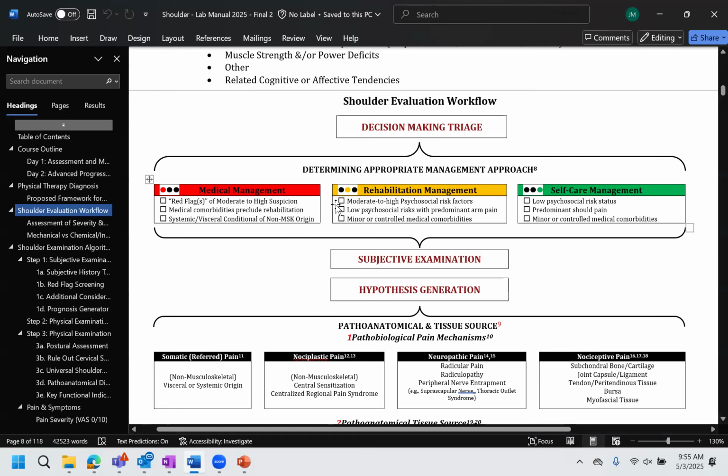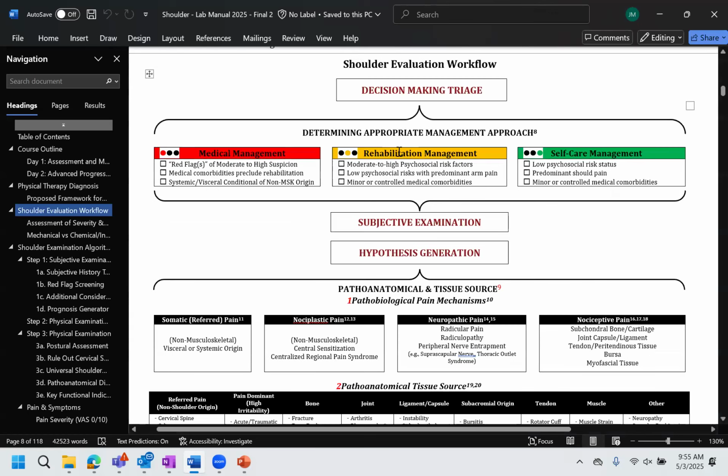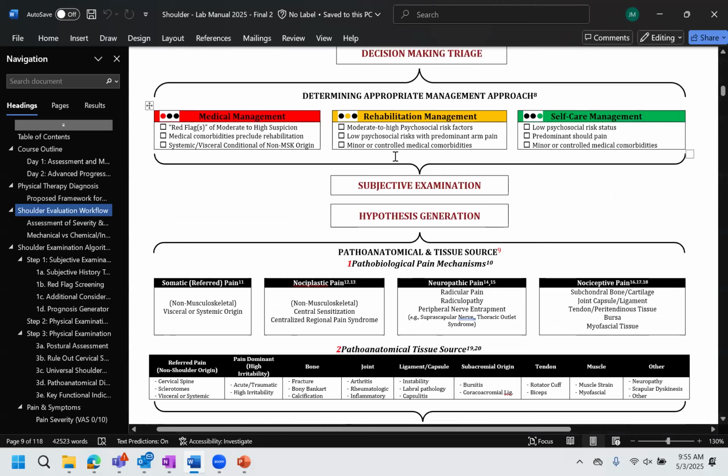So let's talk about a high level overview in regards to the shoulder. All right, so shoulder evaluation. So you have your decision-making triage. The first determinant is: is this person appropriate for physical therapy, right? So we're not going to go too far in depth with your medical management and your screening out. It's going to be your red flags, right? Or moderate to high psychosocial risk. Maybe it's like yellow flags or other social determinants of health.